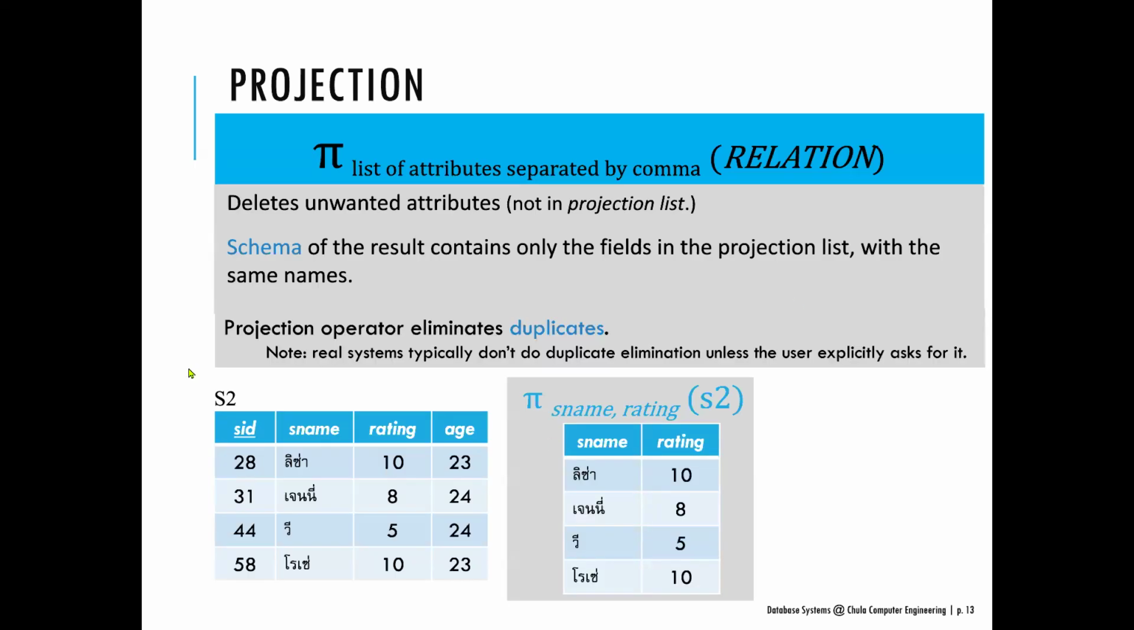But now, what it does is that if you use the projection operator, it would also eliminate the duplicates. So for example, if I say project from S2 and only take the age, you can see that age from the original table will have 23, 24, 24, and 23. So the result would only be 23 and then 24, because the duplicates will be discarded.